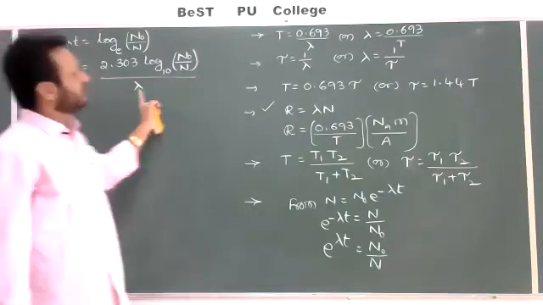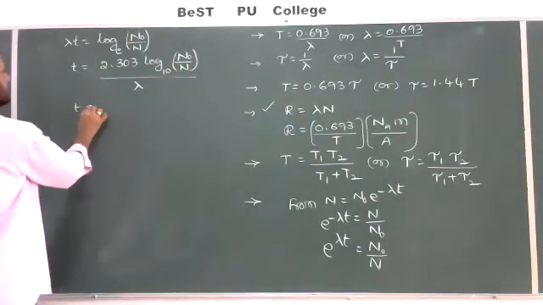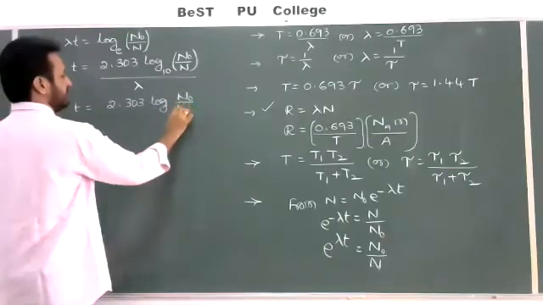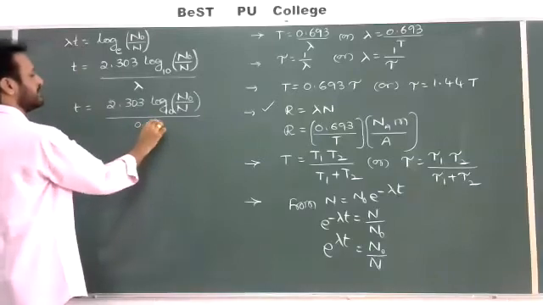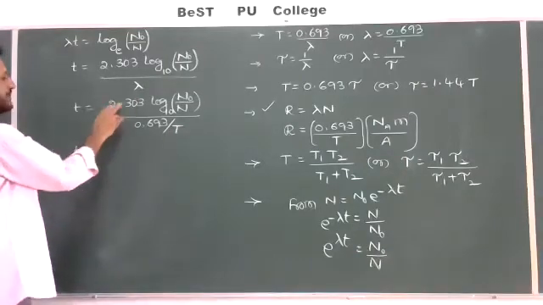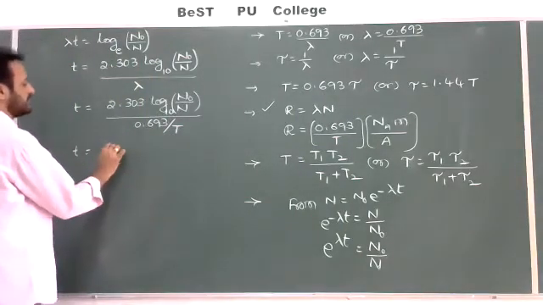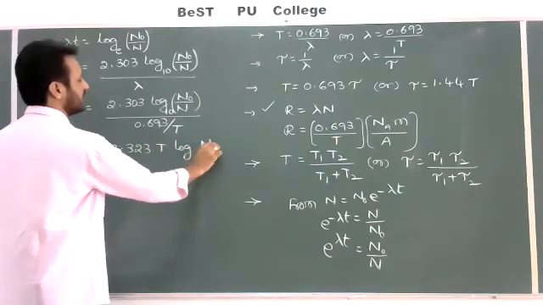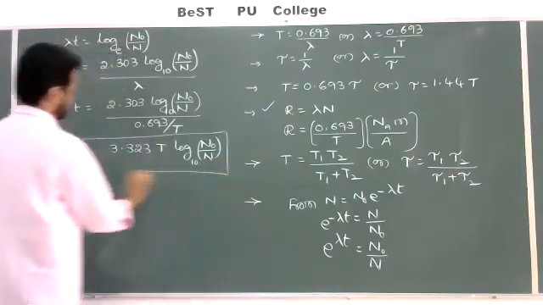In place of lambda, we can substitute what is already given, 0.693 by T. Therefore t is equal to 2.303 into log N naught by N base 10 divided by 0.693 by T. So we can take T to the numerator, so that 2.303 by 0.693. If you divide, you will get 3.323. So t is equal to 3.323 into capital T into log N naught by N base 10. It is also an important formula, remember it carefully.